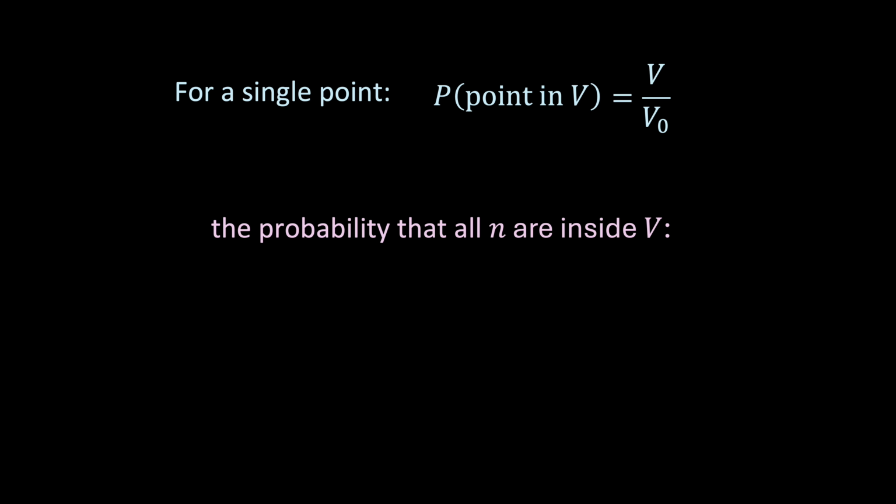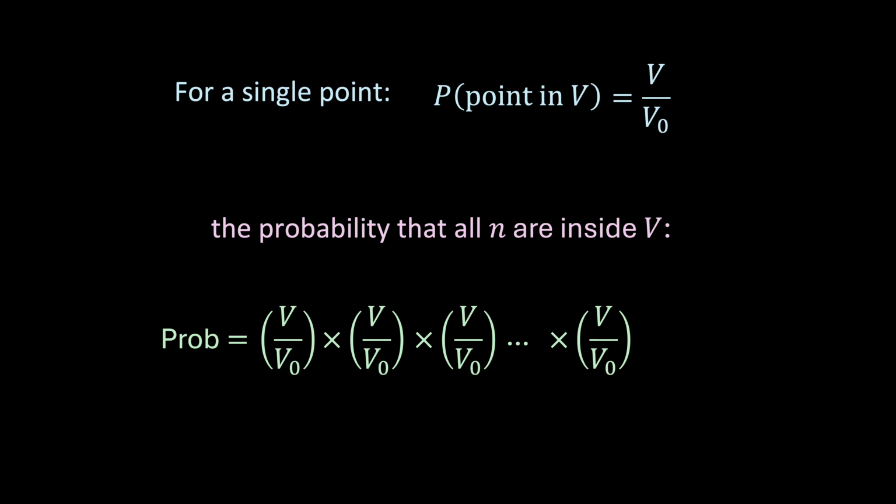Well, for a single point, the probability of being inside V is simply equal to the volume ratio V divided by V0. Then, because the points move independently, the probability that all n are simultaneously inside V is the product of the individual probabilities.